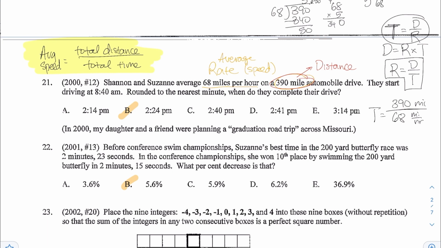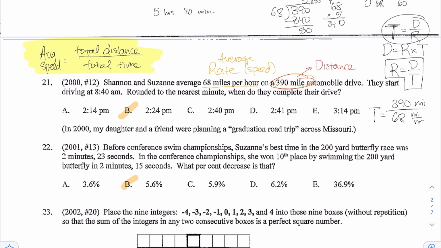And here you can just simplify, or you can also estimate, because 68, if you divide by 2, you're going to get 34, which is not really a multiple of 68. So you can estimate this to be about 40 over 60. So it's about 2/3 of an hour. So it'll be about 5 hours, and with 2/3, that's about 40 minutes.